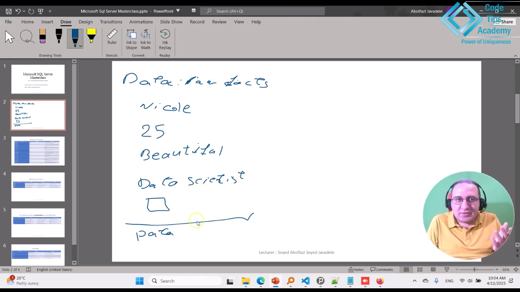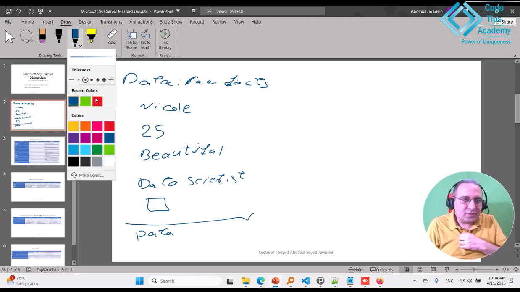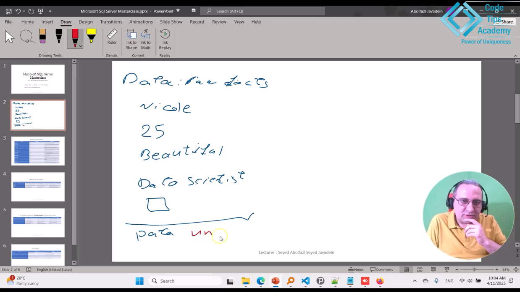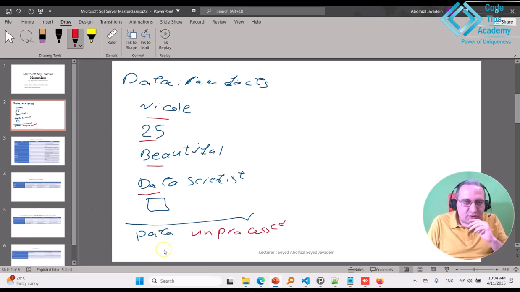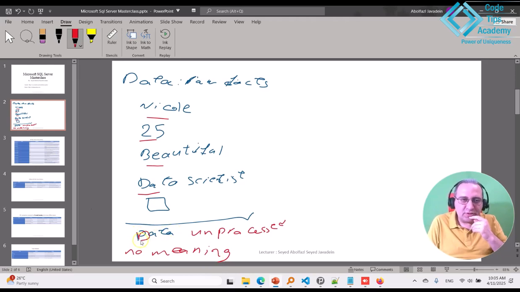But these raw facts are unprocessed. As you can see here, this is unprocessed. We have only some raw facts: Nicole, the name of a person, her age, and she's also beautiful. She's a data scientist, and we have an image of her. These are some raw facts without any meaning. They have no meaning. These are pieces of data.